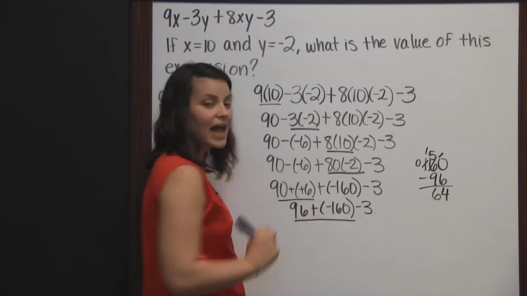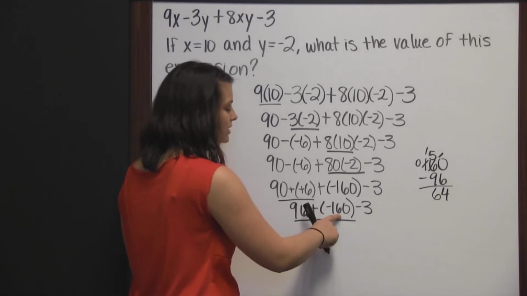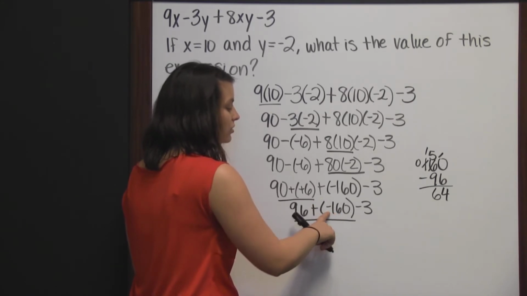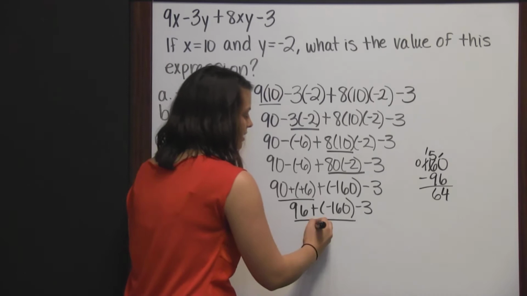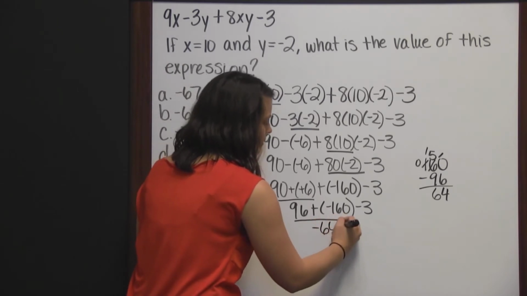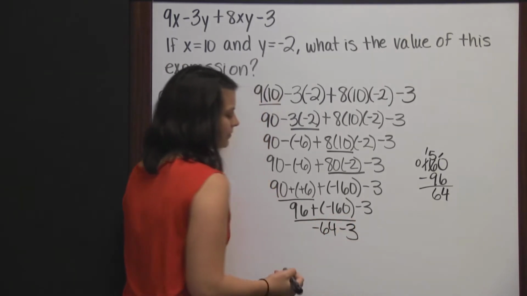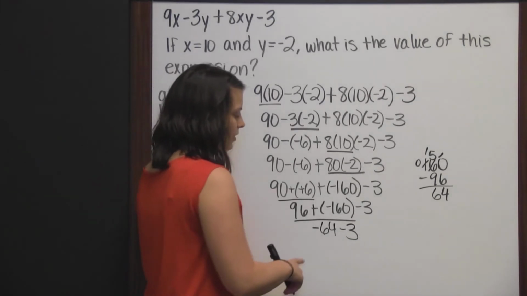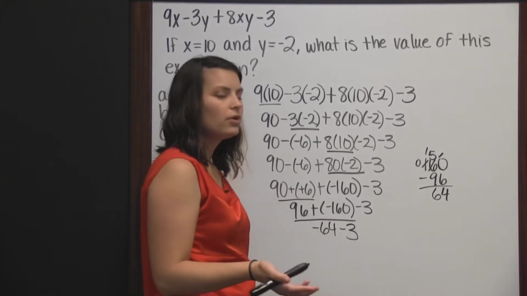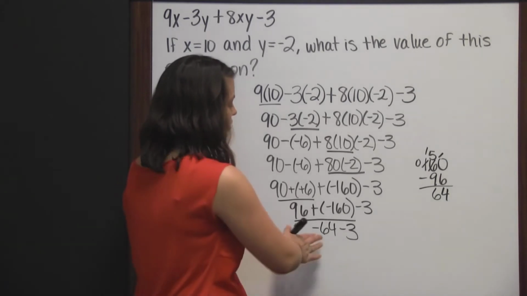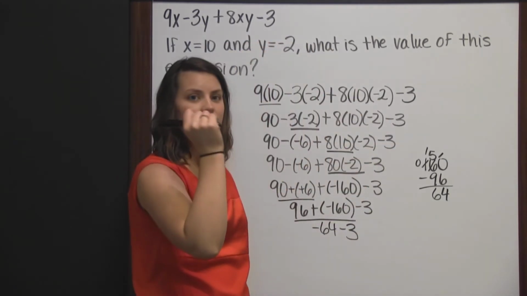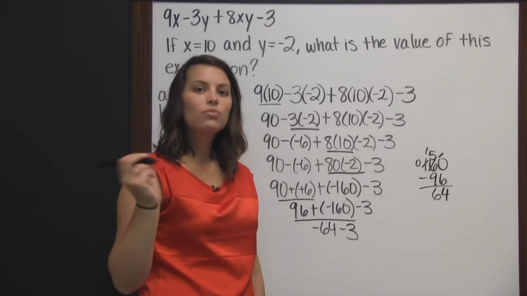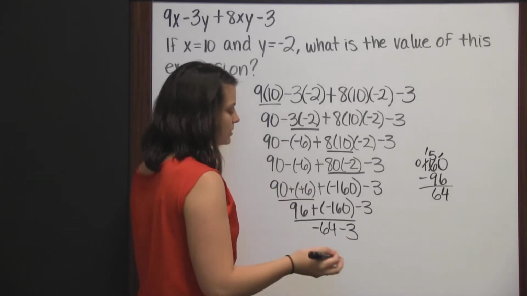And it's going to be a negative 64 because negative 160 has a larger absolute value than 96 does. So negative 64 minus 3. And the last thing we do is subtract those numbers. So if you think about where you are in the number line, you're way over here on the left at negative 64. And then you subtract 3, so you're moving more to the left. Your number's getting even smaller.